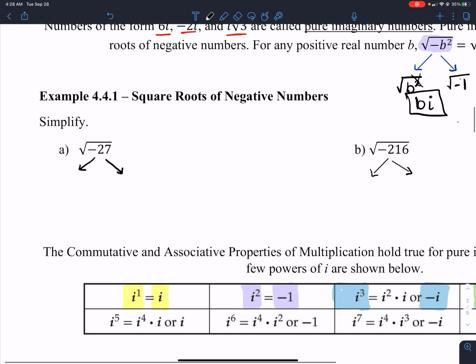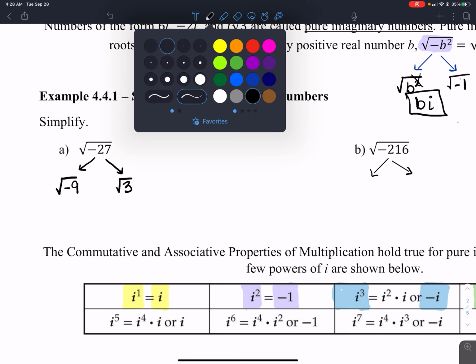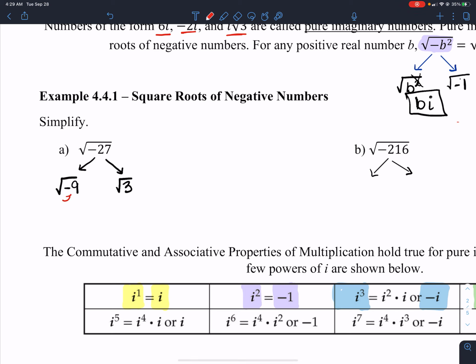Okay, let's look at A. All right, so here, this is going to be -9 times 3. And like we said, anytime that we see this i or this negative here, we know there's going to be an i on the outside. Okay, so the square root of 9 is 3. Since it's negative, it's i. And we can't have a square root of this radical 3, so that just stays 3i radical 3.